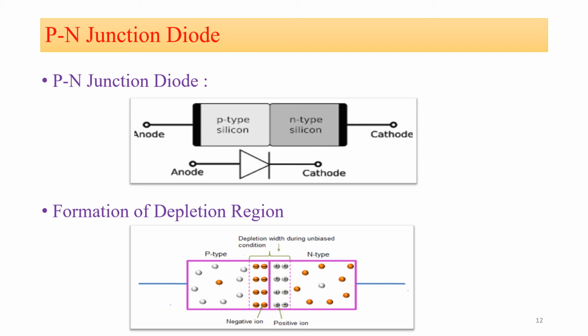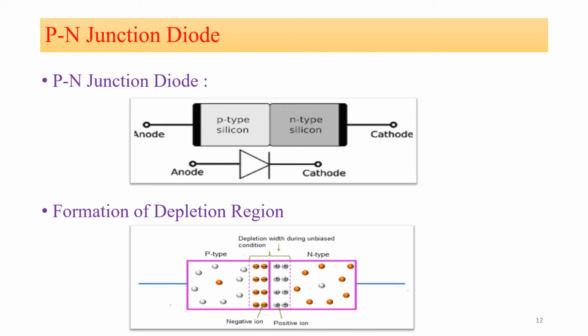Now let's start with the first type of diode, that is the p-n junction diode. The first picture shows the construction and the symbolic representation of the p-n junction diode. As we know, there are basically two types of extrinsic semiconductor materials. The first one is p-type semiconductor material and the second one is n-type semiconductor material. Now when we combine the p-type semiconductor material and n-type semiconductor material with a special type of fabrication, then it will form the p-n junction.